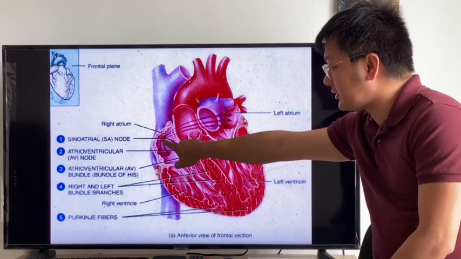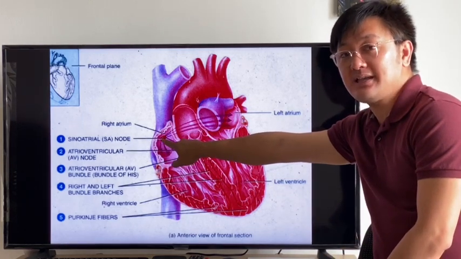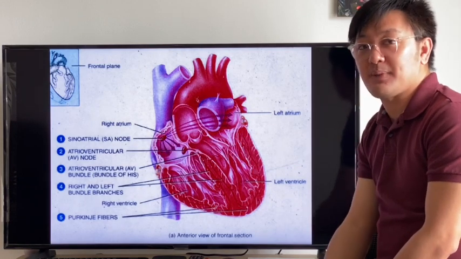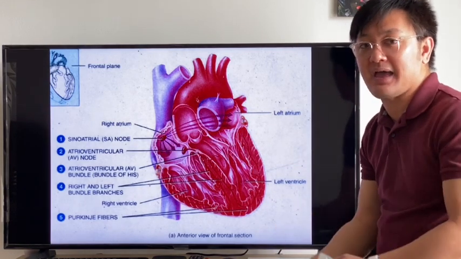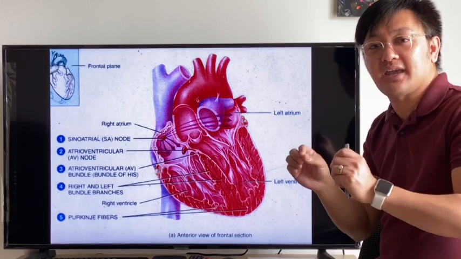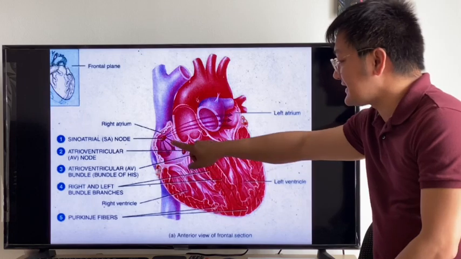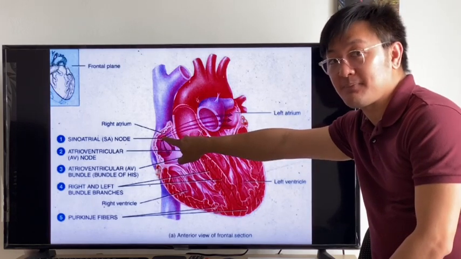This is what we call the SA node. SA stands for sinoatrial node. The SA node is said to be the pacemaker of the heart. What do you mean by that? Pacemaker means it will set the pacing. It will set the rhythm, okay? So this is what we call the SA node, the pacemaker.